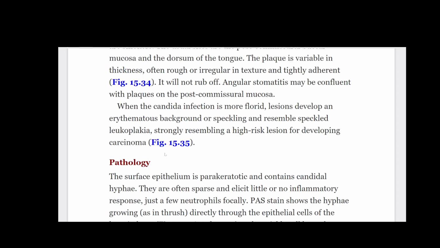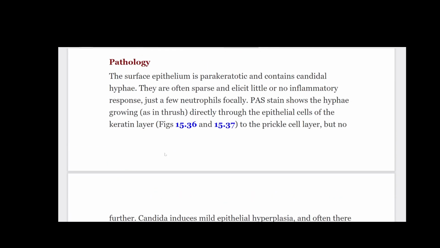When the Candida infection is more florid, lesions develop an erythematous background or speckling and resemble speckled leukoplakia, strongly resembling a high-risk lesion for developing carcinoma, Fig. 15.35. Pathology: the surface epithelium is parakeratotic and contains candidal hyphae. They are often sparse and elicit little or no inflammatory response, just a few neutrophils focally.